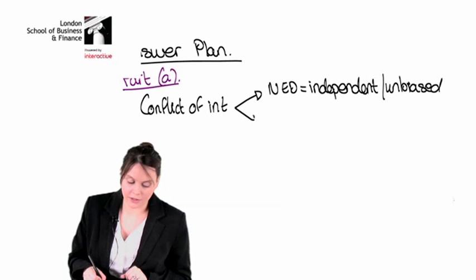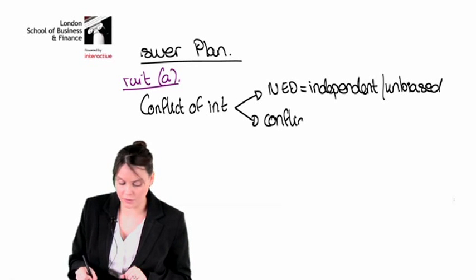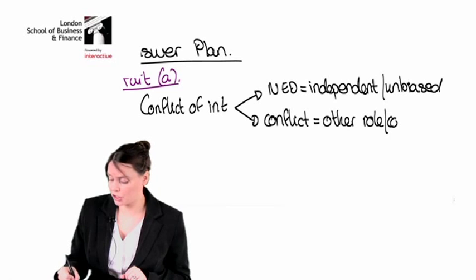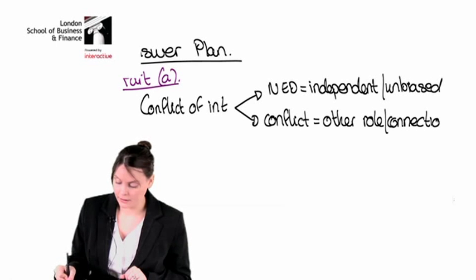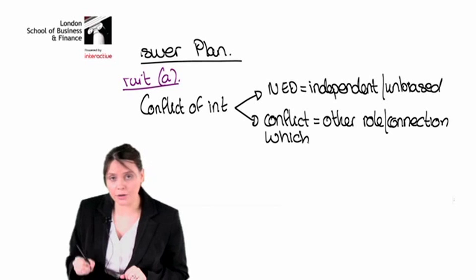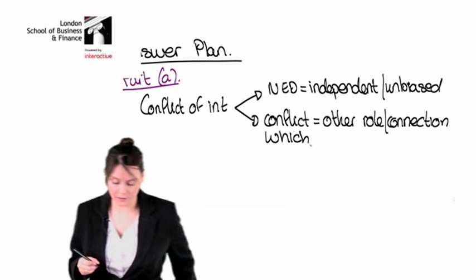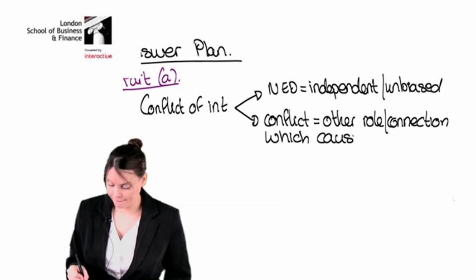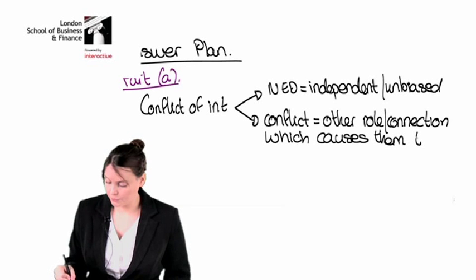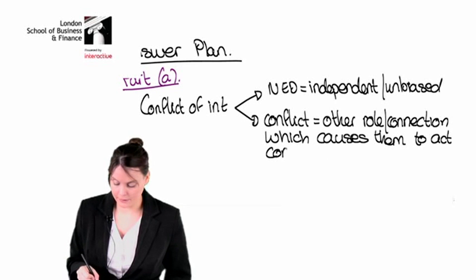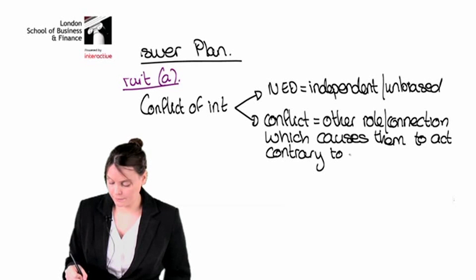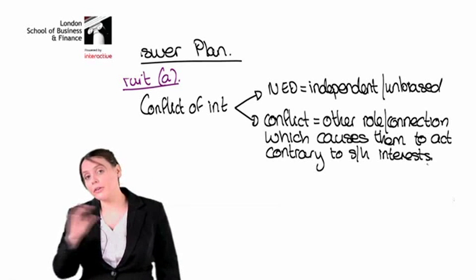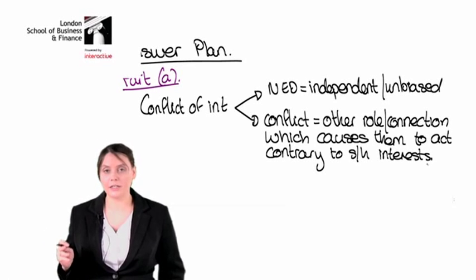And what is this conflict of interest? A conflict of interest arises if they have some other role or connection, perhaps, which may cause them to act contrary to shareholders' interests, so which may cause them to lose their independence. So that was our theory marks available in Part A.